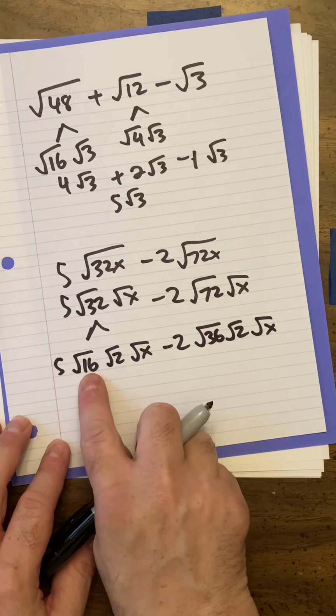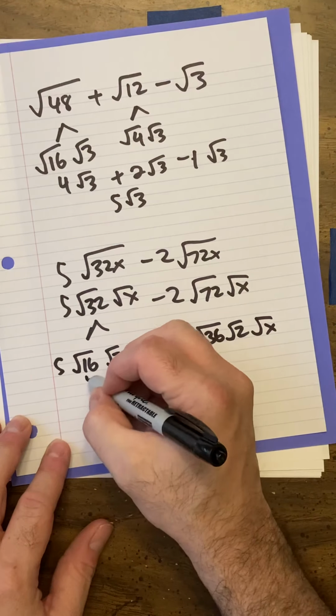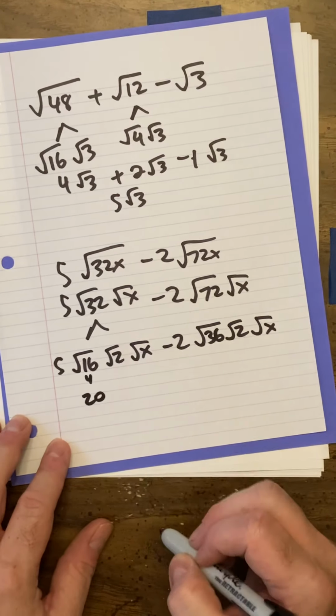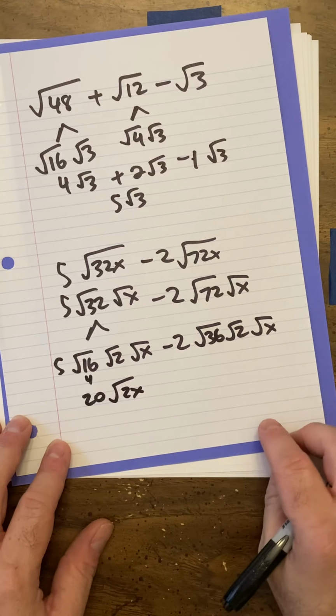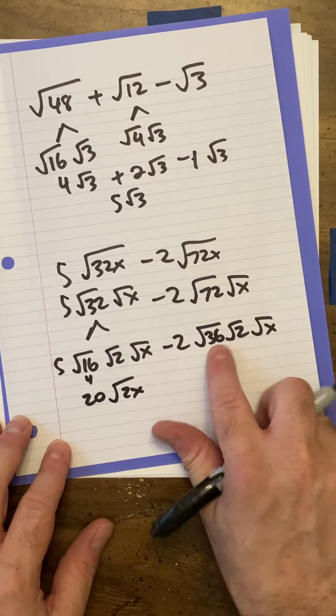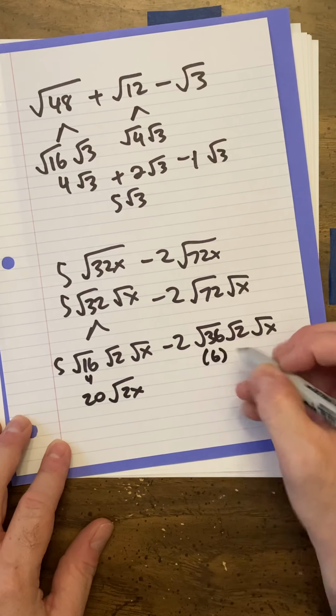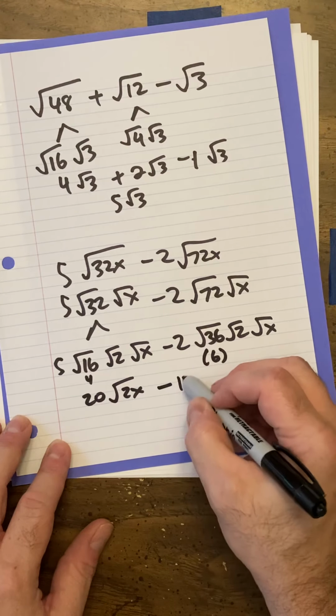Okay, so that becomes 4. This is 4, and 5 times 4 is 20. And we're stuck with a rad 2x. Okay, what we got here? This is a negative 2, and rad 36 is 6. Negative 2 times 6 is minus 12.